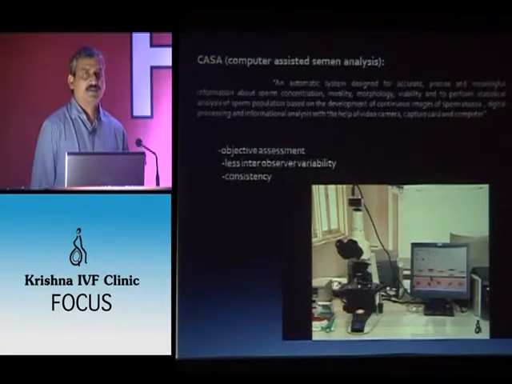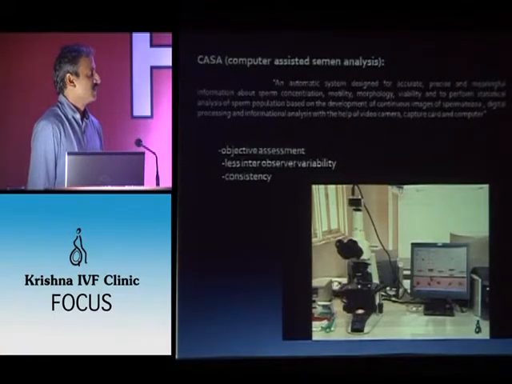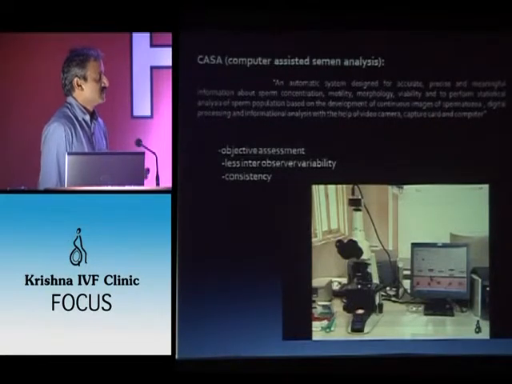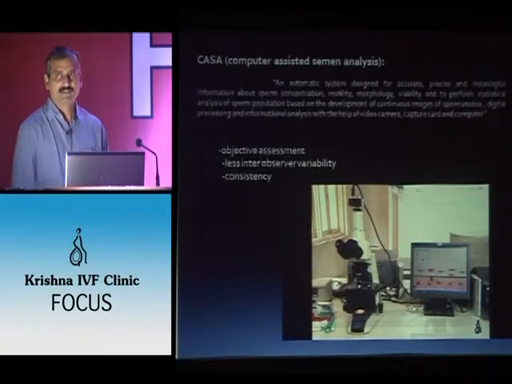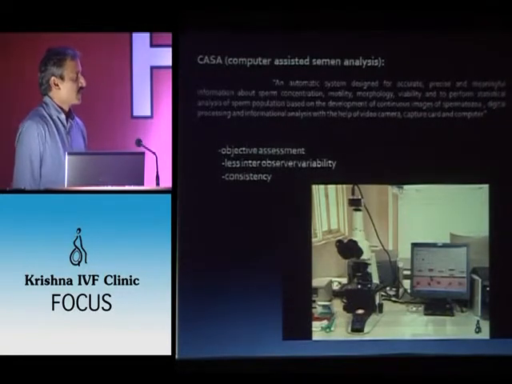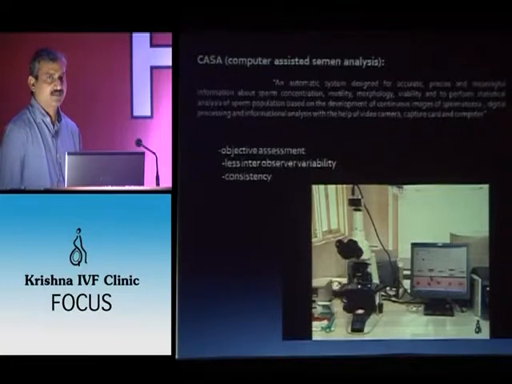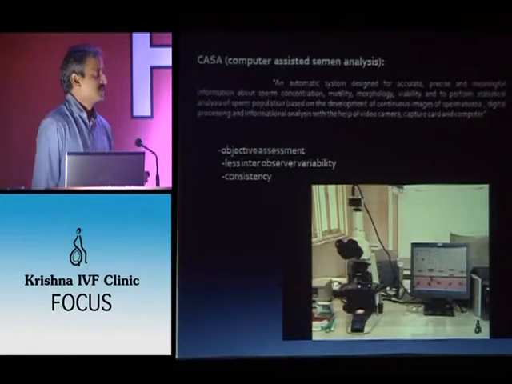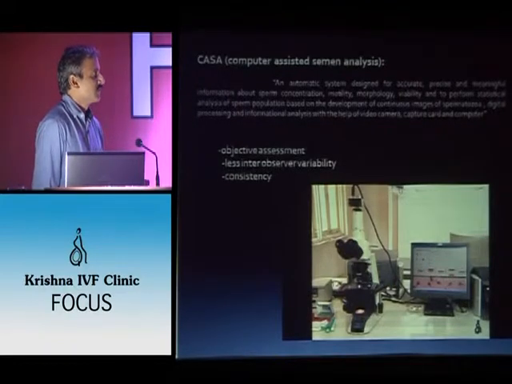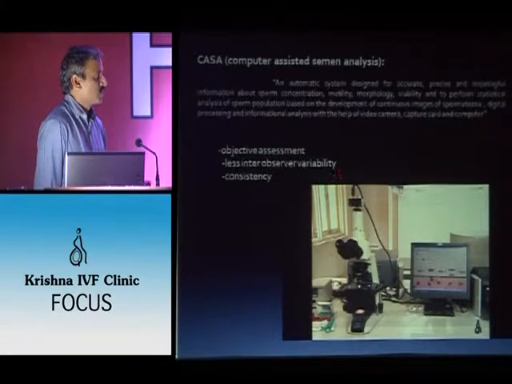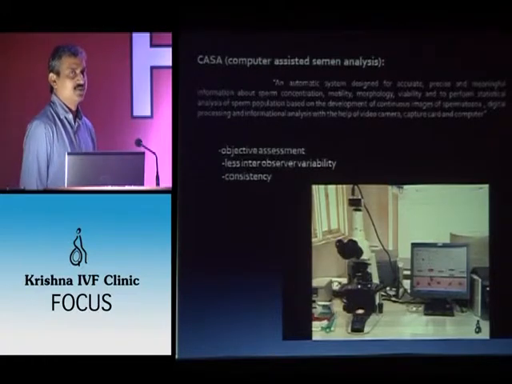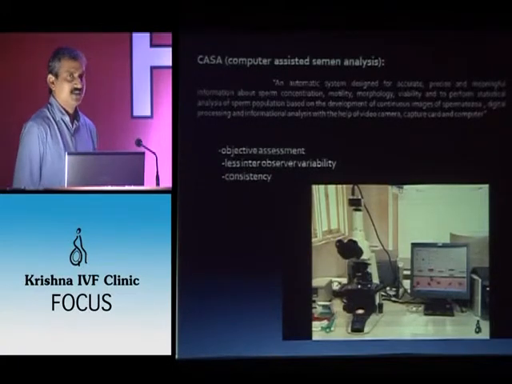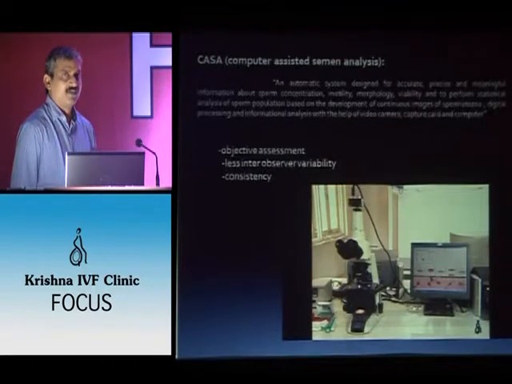So this can be avoided by using a machine called the computer-assisted semen analysis technique. This is an automatic system designed for sperm concentration, motility, morphology, and also to do the statistical analysis of the sperm population by continuous development of images of sperms, digital analysis, and information analysis using a microscope, camera, capture card, and a computer. So if we use this system, we can be sure of objective assessment, less inter-observer variability, less inter-laboratory variability, and more consistent reports.